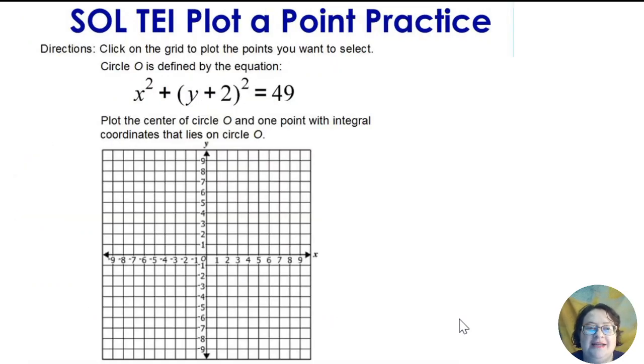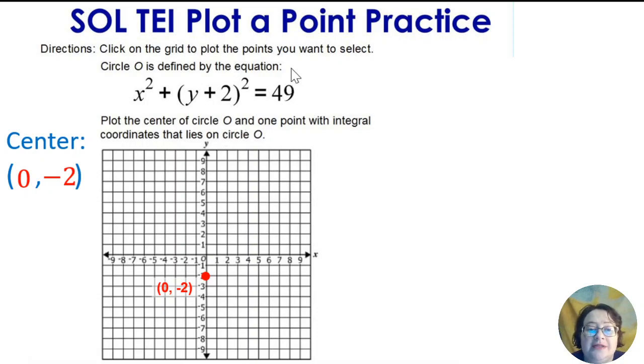All right, one more example today. Sometimes you might be asked to plot the center and 1 point on the circle. And when it says integral coordinates, we're looking for not a decimal, not a fraction. So let's find our center first. So beside x is nothing. So our x value at the center is going to be 0. Beside y is plus 2, so our y value is going to be -2. So I can plot that point here on the circle at (0, -2). So there's our center. Now we need 1 point with integral coordinates that lies on the circle.